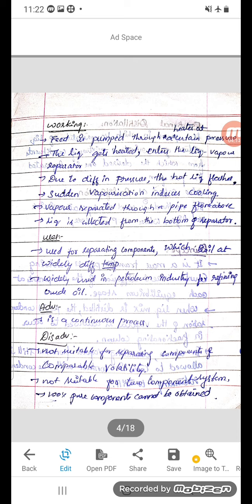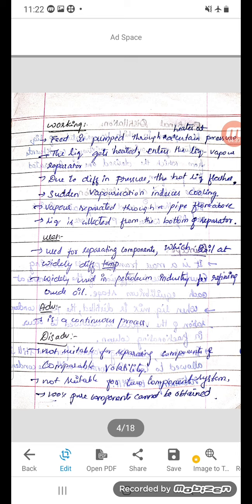As I said, the liquid mixtures you take should have a high difference in boiling point. It is widely used in the petroleum industry for refining crude oil, meaning the purification of crude oil from the raw material. Advantages: it is a continuous process, meaning you can operate this continuously.